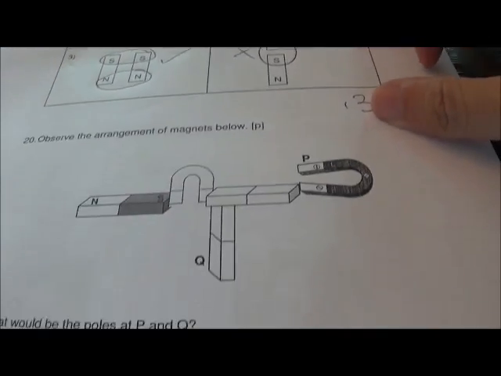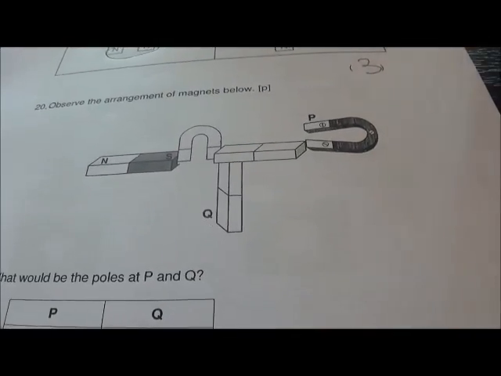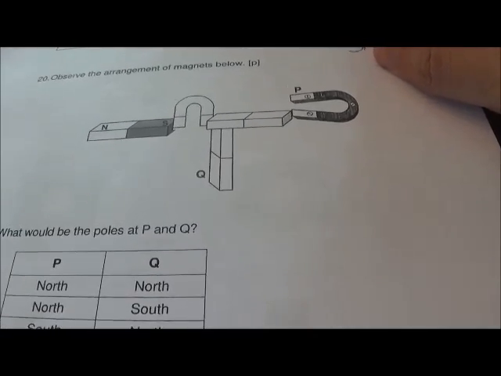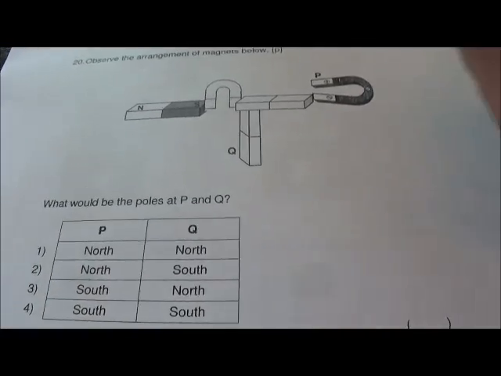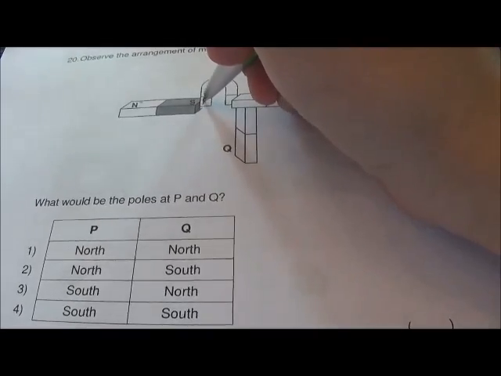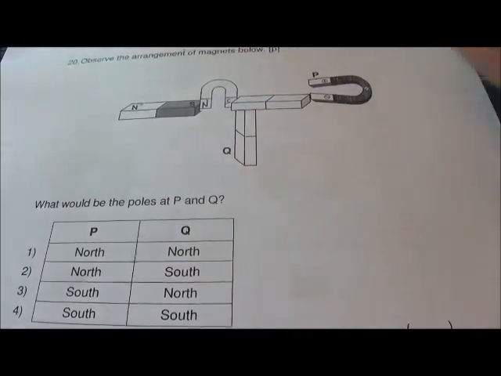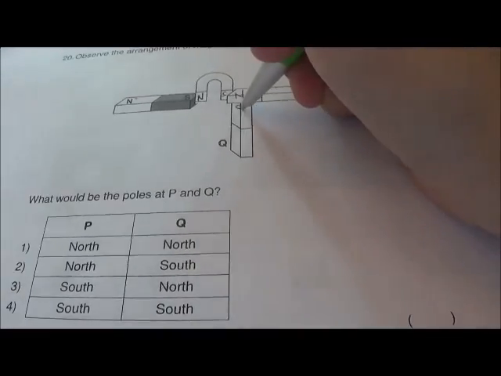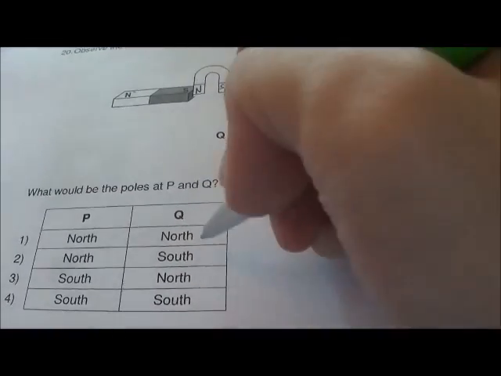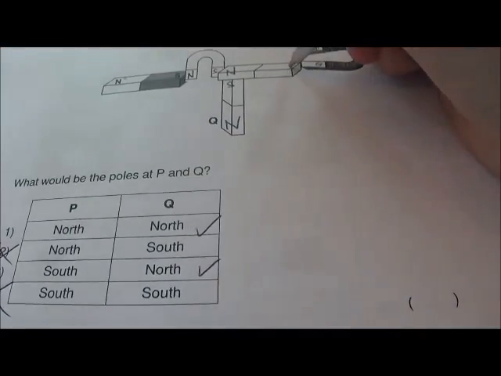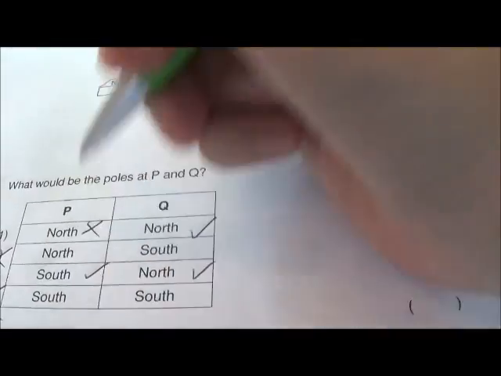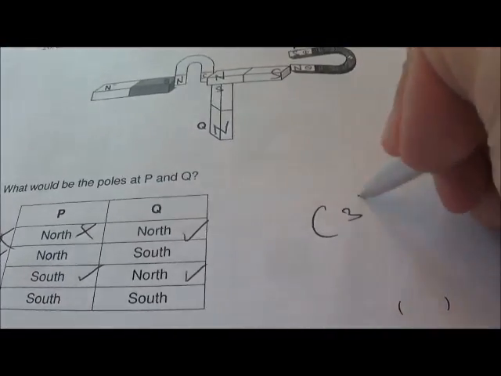We move on to the next question, 20. Observe the arrangement of the magnets. What could be the poles that P and Q are? Let's look at it. North, south, they are attracting each other. So here must be north, here must be south. If this is south, they are attracting each other, so here must be north, here must be south, here must be north. So Q must be north, and you can take away these two. If this is north, this is south, this is north, this is south, P must be south. So question 20, your answer is 3.